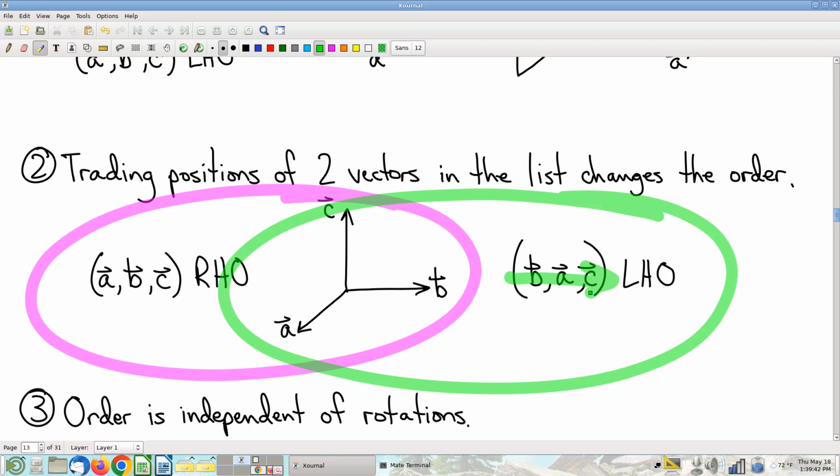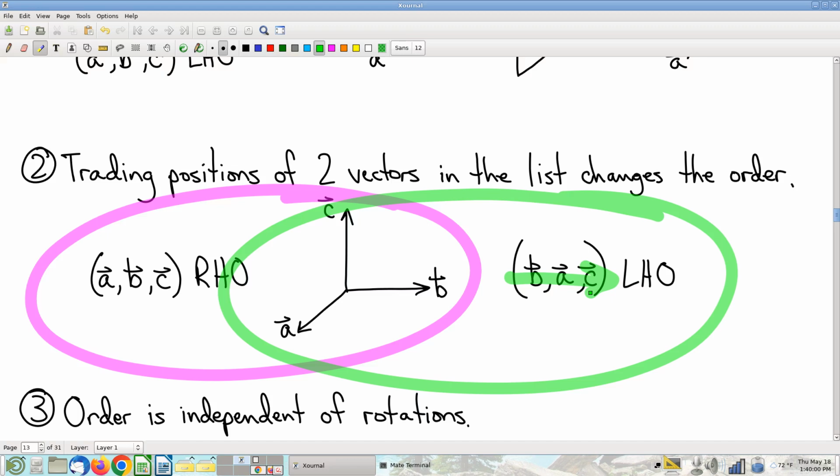Right? Forget about alphabetical order. It's not about alphabetical order. So B is first in that list. So index finger B. Second is A, middle finger in the direction of A. C in the direction of the thumb. So sure enough, this is a left-hand order.